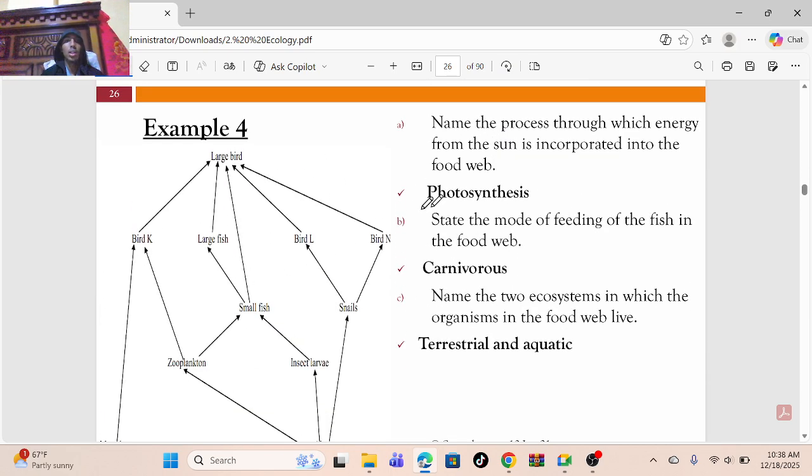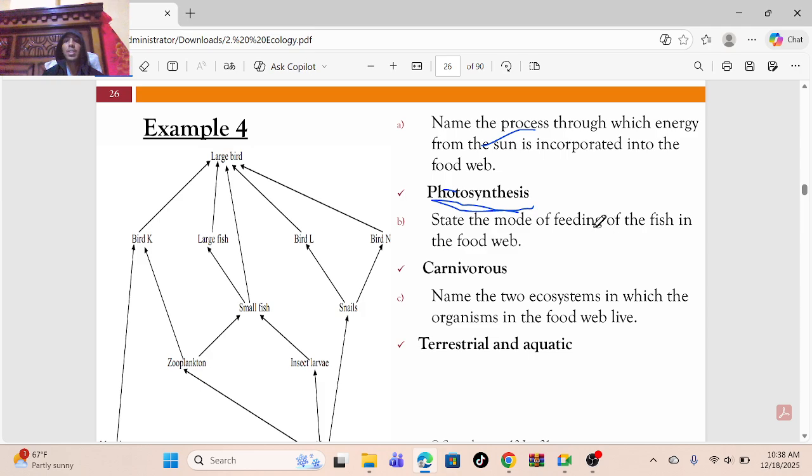Example 4. Name the process by which energy from the sun is incorporated into the food web. So that process known as inaingia kwanza wapi? Inaingia plant. And the plant inatengeneza nini? Inatengeneza chakula through the process known as photosynthesis. And that's the process known as photosynthesis.